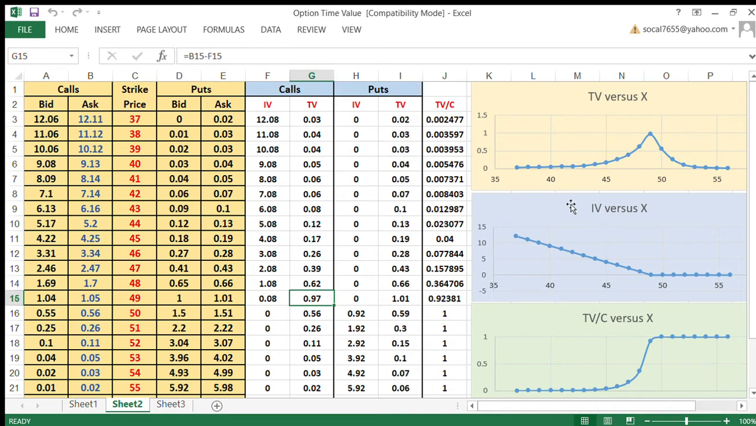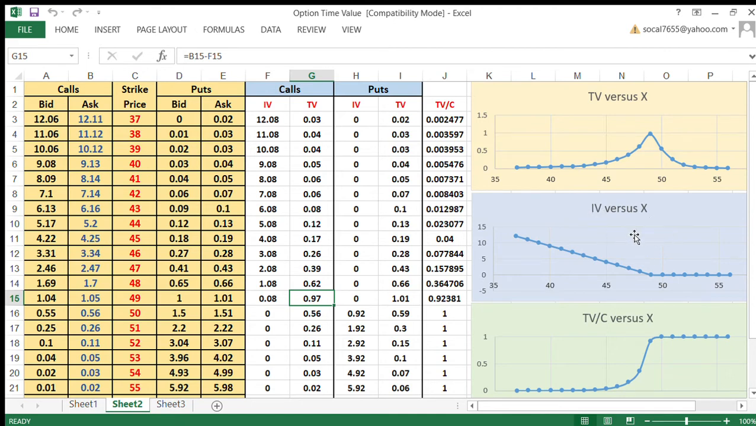So as with a call option, as exercise price increases and everything else stays constant, we see time value rise and then fall. Remember, stock price is held constant in this example. On the horizontal axis we have strike price. Then beneath it is another graph, intrinsic value versus strike price.